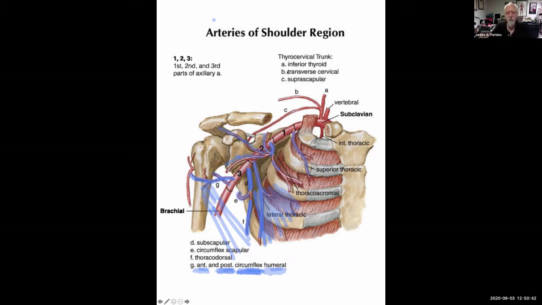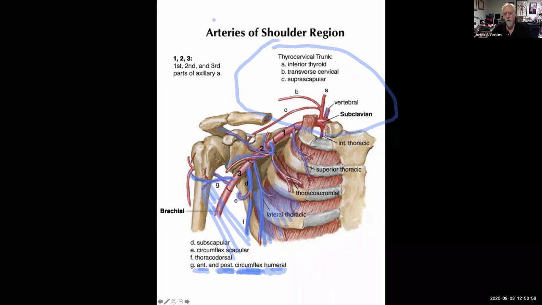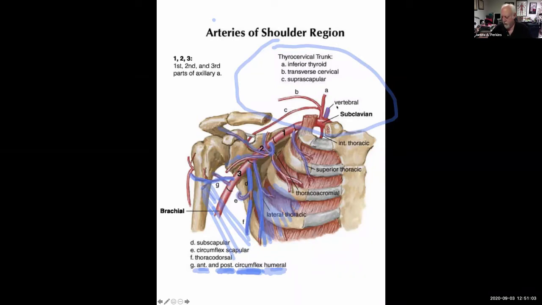There's some other arteries shown up here that are not really part of the axilla, but I wanted to mention them. There are several branches that come directly off of the subclavian artery before the subclavian changes names to become axillary. One of these is called the vertebral artery. We won't see that yet. We'll see that later in the course a couple different times. Just an interesting fact, though, is that the vertebral artery is the structure that passes through those little holes in the transverse processes of the cervical vertebrae.